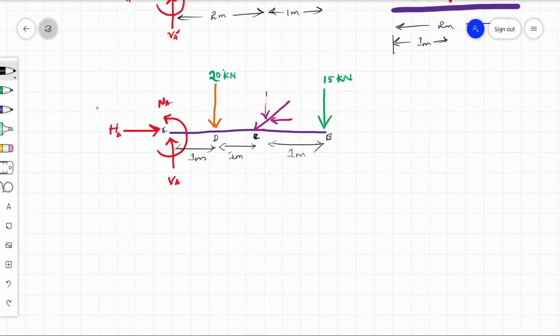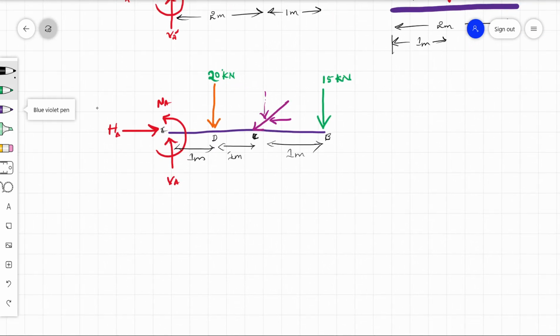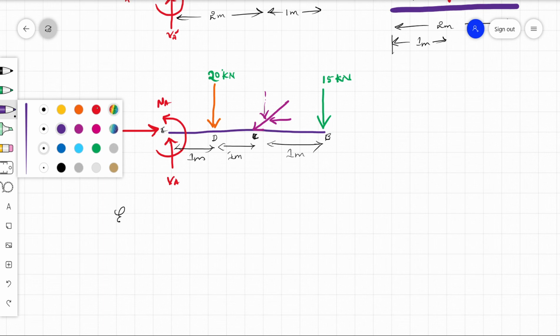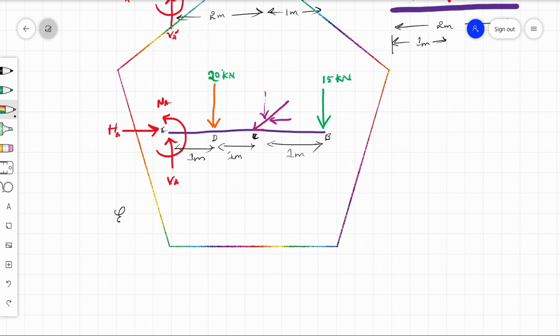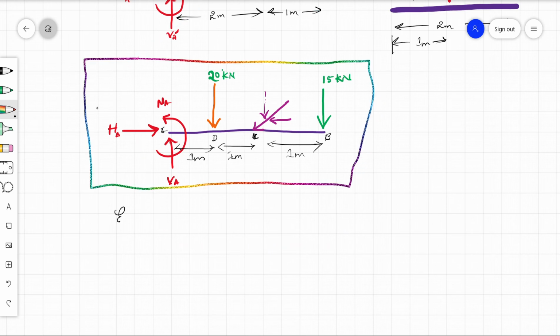Our next step is simple. We have an equilibrium equation. This diagram is very much important, okay? Remember, this diagram that you drew is very much important. Our next step is to find the equilibrium equation. With the help of the equilibrium equation, we will find the HA value, MA value, VA value.